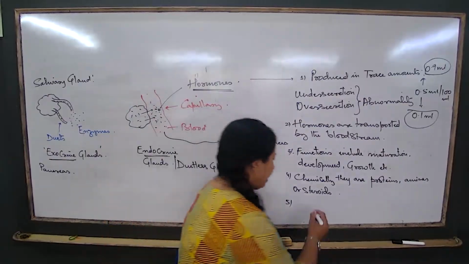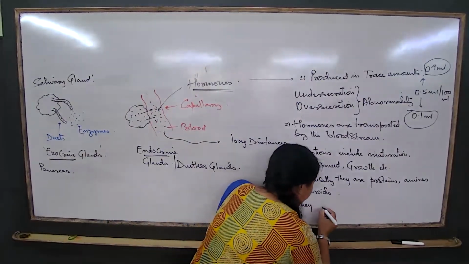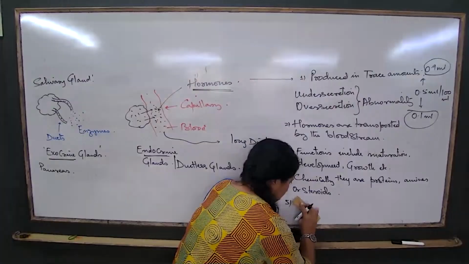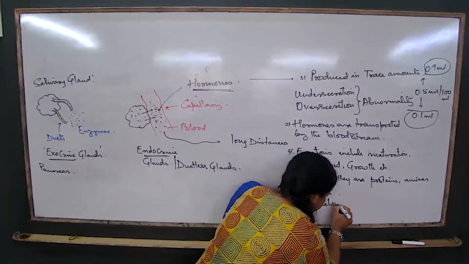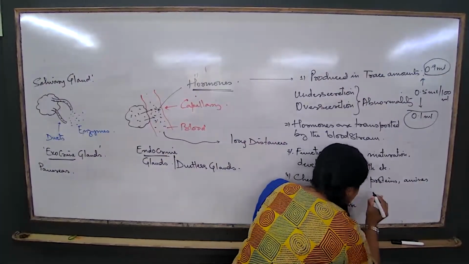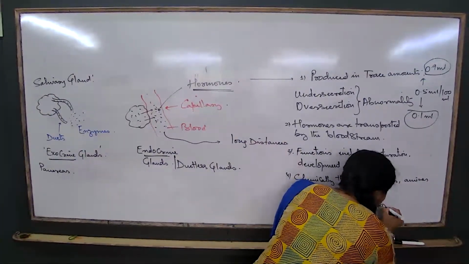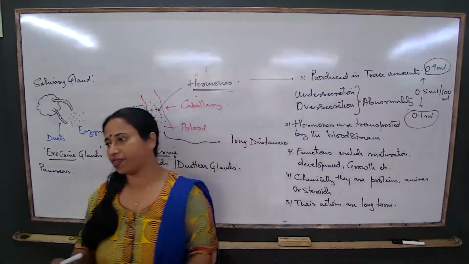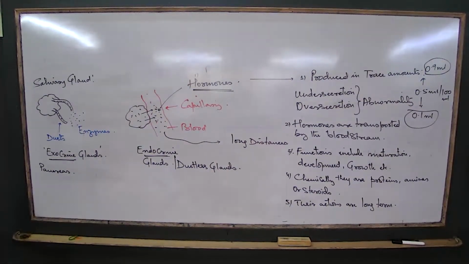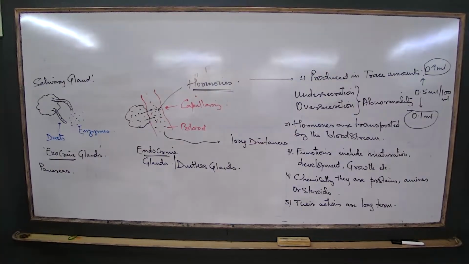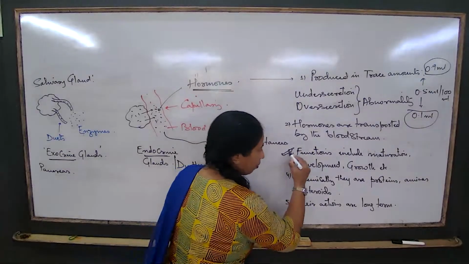Understood? Next is, their actions are long term. So these 5 features about hormones, all of you will write this down. What are the major features of hormones? Hormones are specific type of, chemically what are they? How do they travel in our body? What type of function do they perform in our body?